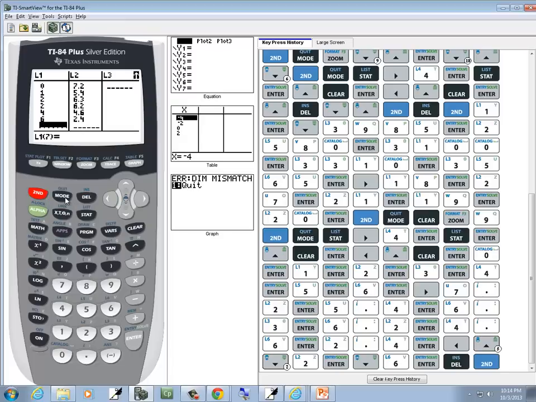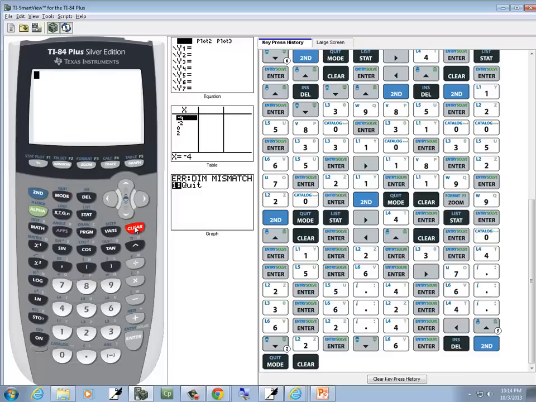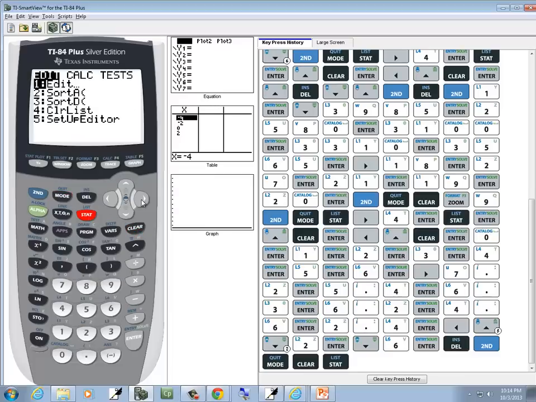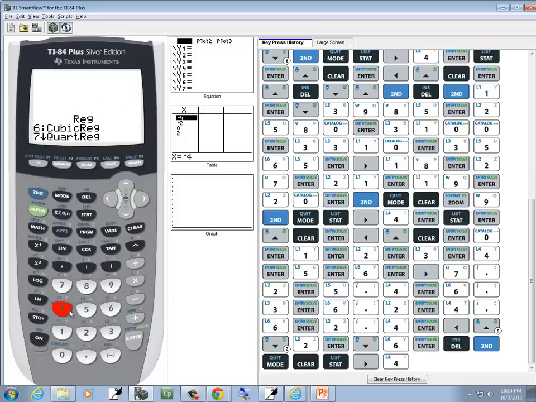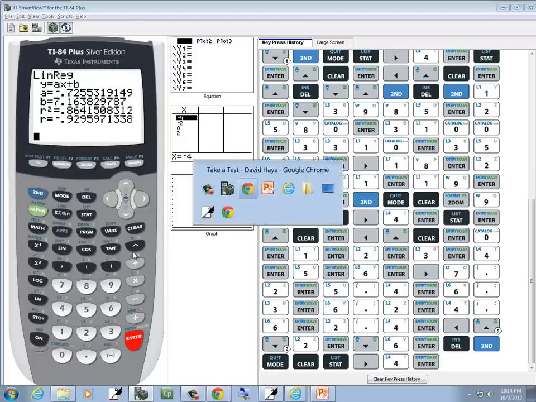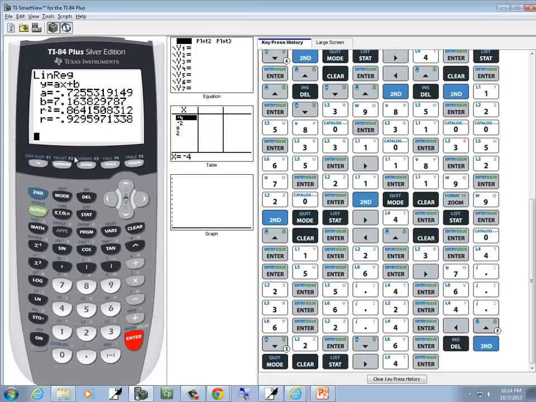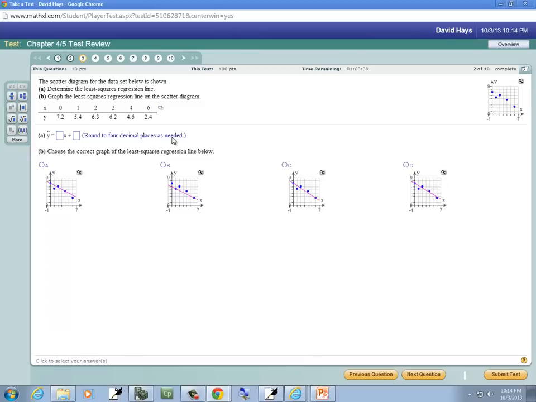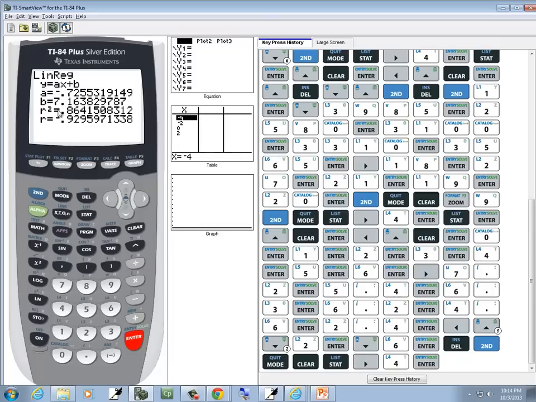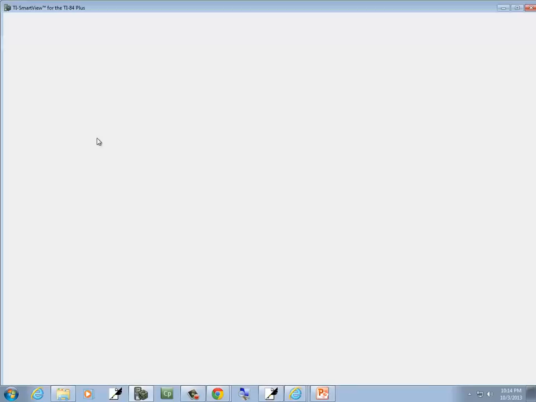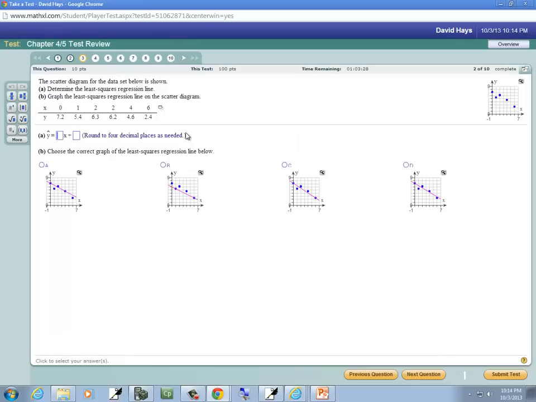So I'm going to exit out to a second mode. I'll press clear on that. And I want to go into stat, right arrow to calc, and choose linear regression again. And then press enter. Okay. So first thing, they want the y-hat, linear regression line, and round to 4 decimal places is needed. So the A is what goes before our X, which is what they're asking for right here. So negative 0.7255.